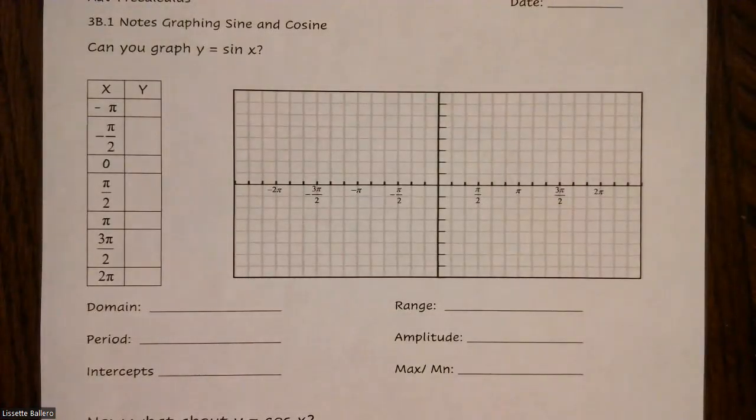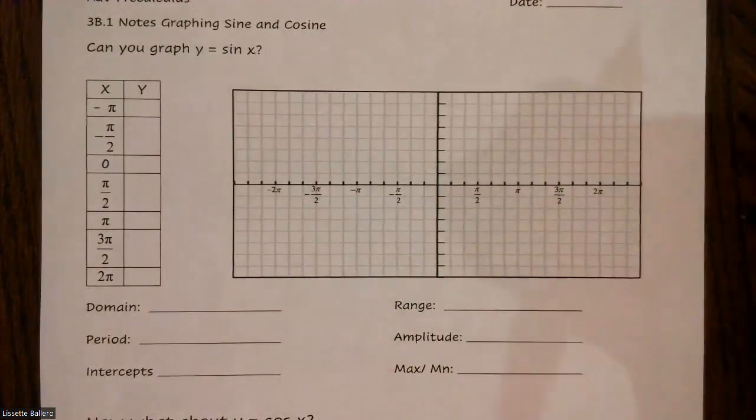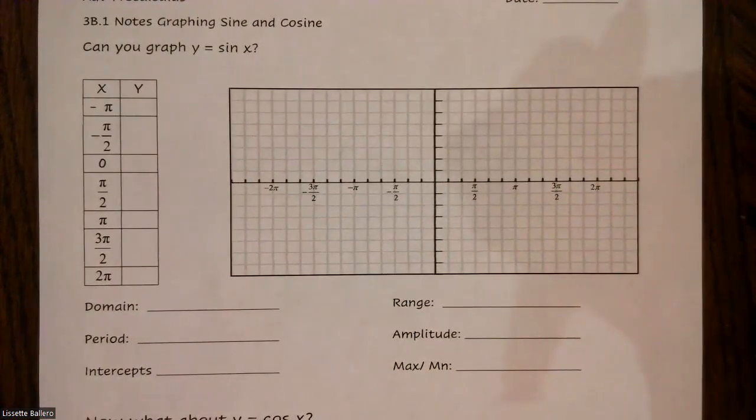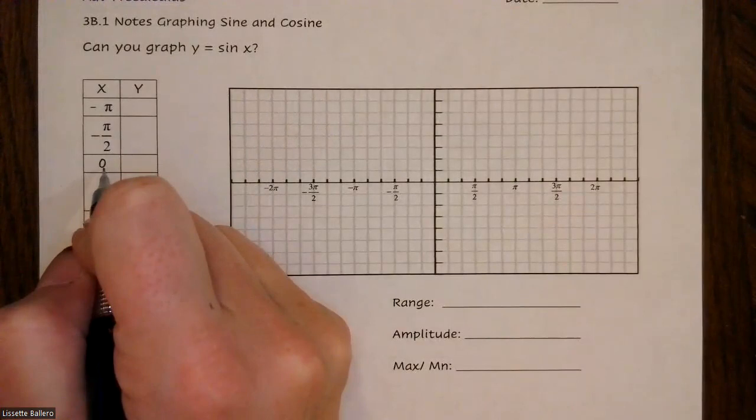All right, we're going to move on to graphing sine and cosine graphs. And since at this point I can go ahead and assume that you guys know that unit circle well, we'll start filling out this table using that unit circle. So we'll start at the 0.